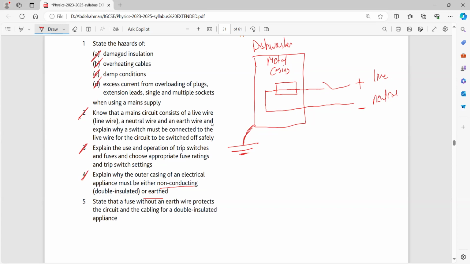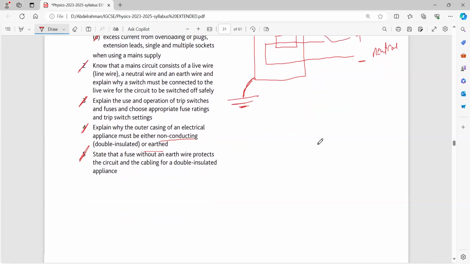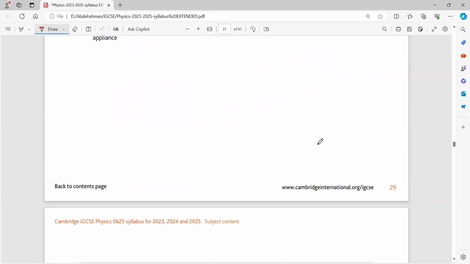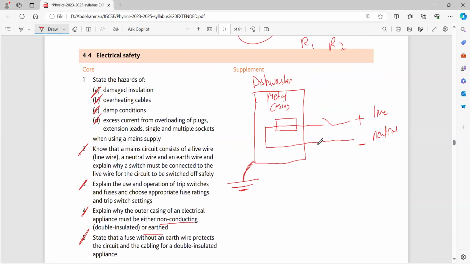State what the fuse does. We said what the fuse does. Any questions? Yeah, I didn't get it. So it goes to live and neutral, but I don't get what the difference between live and neutral is. Live is the positive end of the wire and neutral is the negative end of the wire. That's it.